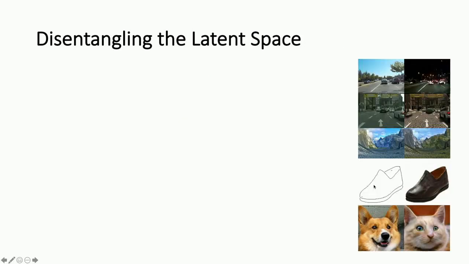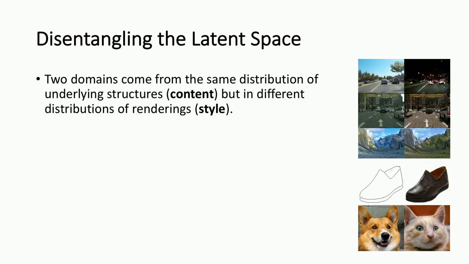And let's take a step back and think more about the image-to-image translation problem. Usually the two domains we are interested in come from the same underlying structures. They have some shared commonalities. For example, whether it's a summer image or a winter image, they all capture the same distribution of natural landscapes. Also, whether it's contours or RGB photos, they are all just different renderings of some physical shoes.